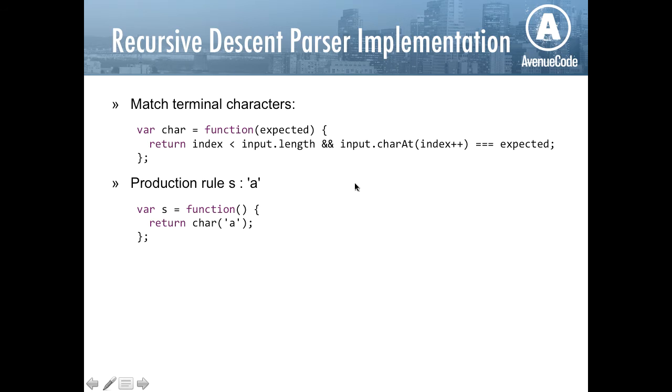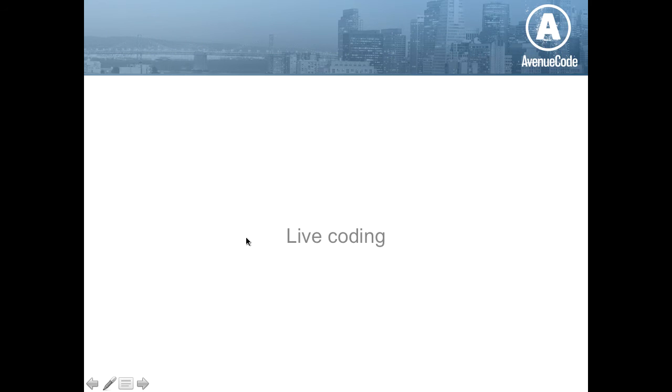And the usage of this function would be like this. So if we had a rule S defined by the terminal A, we would define it like this, implement it like return char of A. So let's move now to coding.